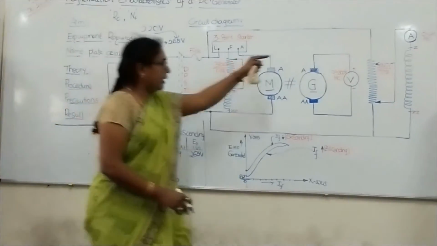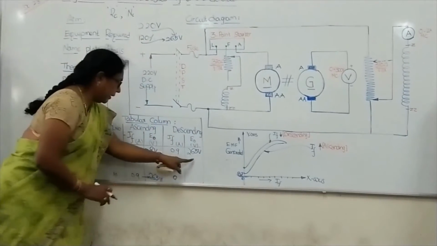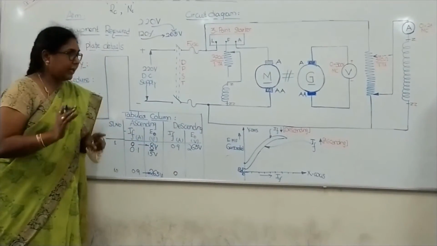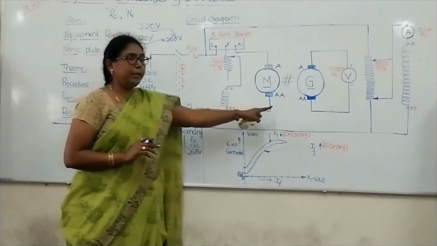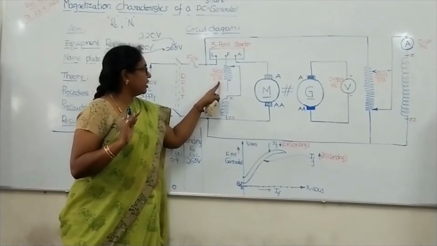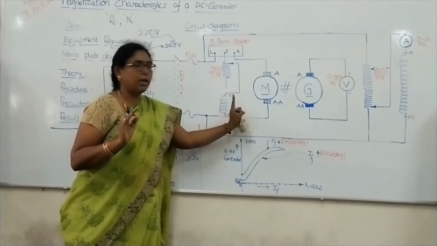Now we have to gradually decrease the potential divider position, and we get the remaining voltages one by one. But for every condition, we have to check that the motor generator is running at the rated speed, and that can be done by varying the variable resistance, the field rheostat of the motor.